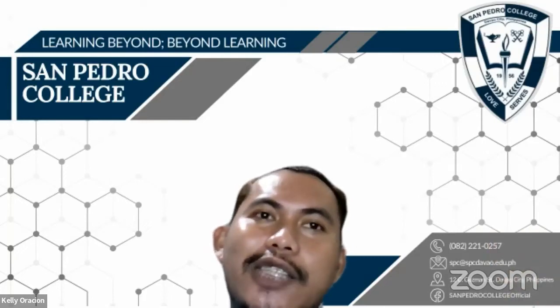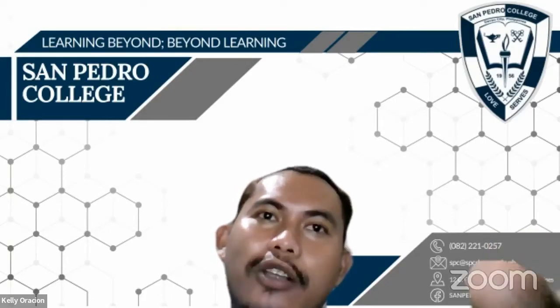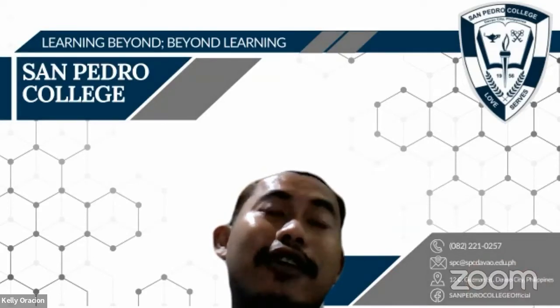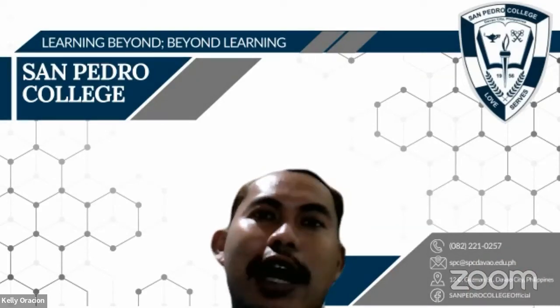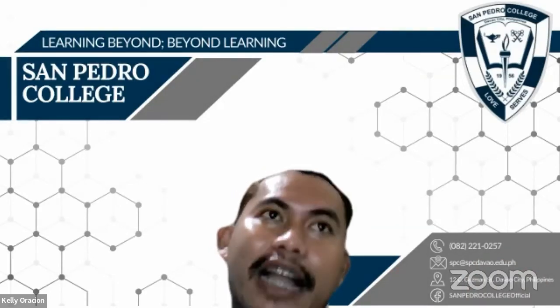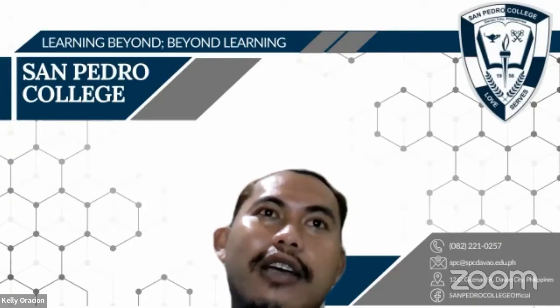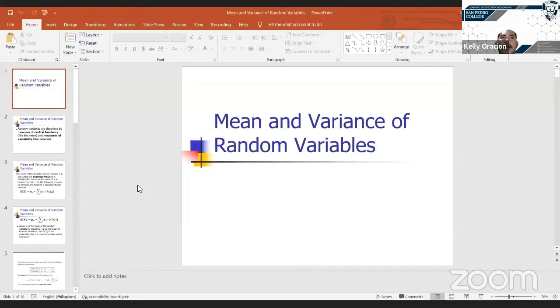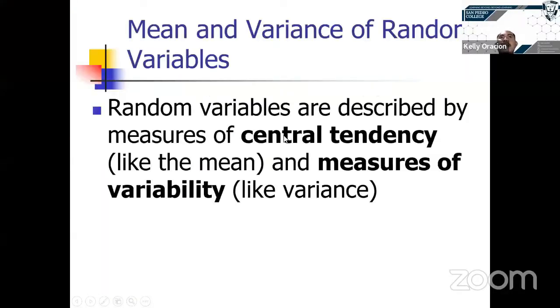Okay, this lesson is not that difficult, because we have already solved the mean, variance, and standard deviation. Let's have the last part of our lesson, the mean and variance of random variables. This is the last part of our lesson.